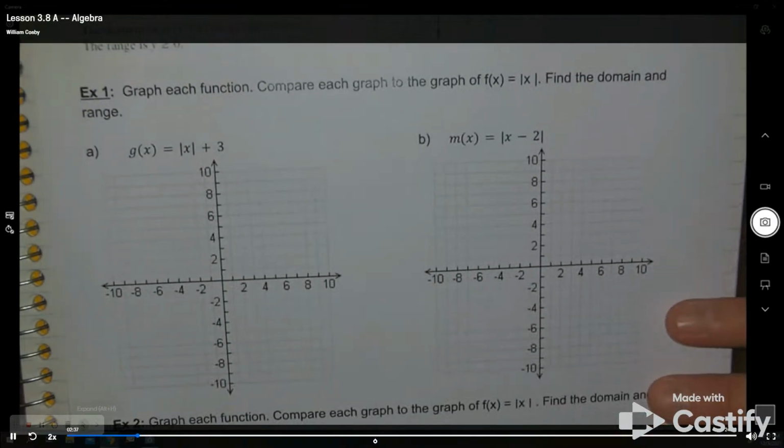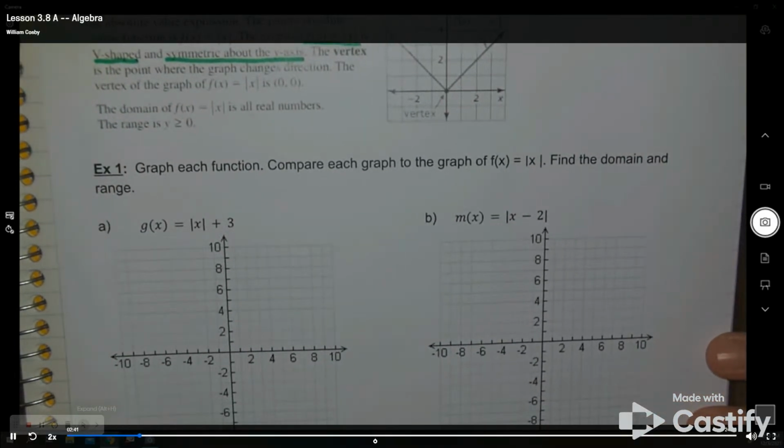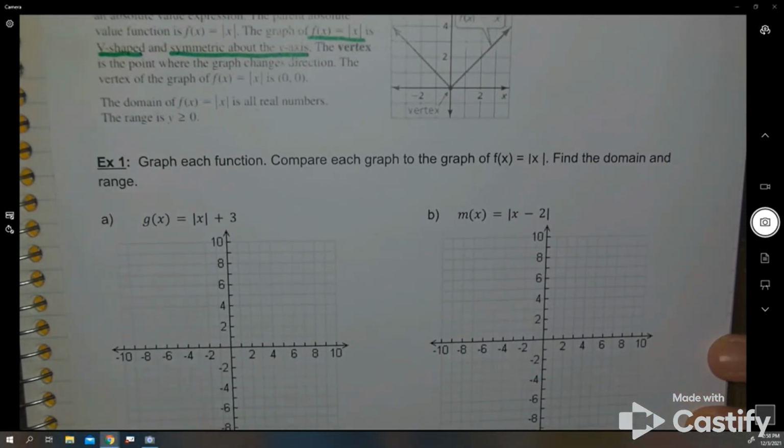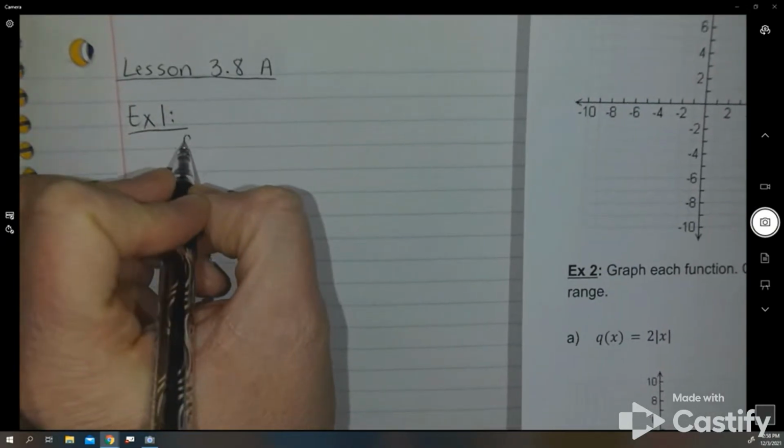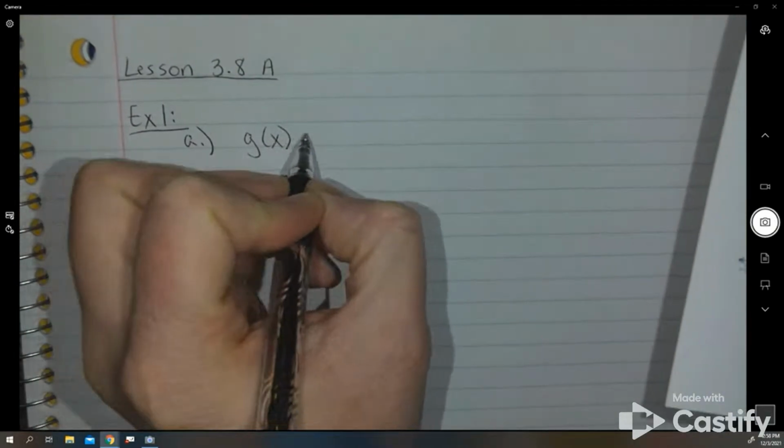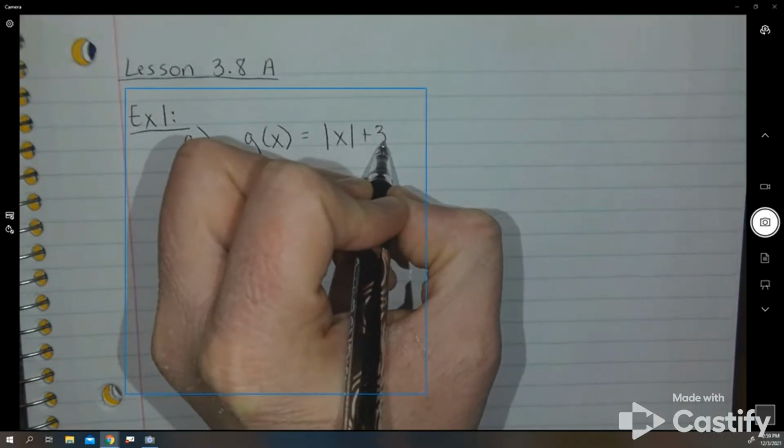So we are going to graph these two functions down here, and we're going to compare them to our f of x equals the absolute value of x function that we have in that top part here. And then we're also going to find the domain and the range. So what I'm looking at for A, we have the function g of x equals the absolute value of x plus 3.